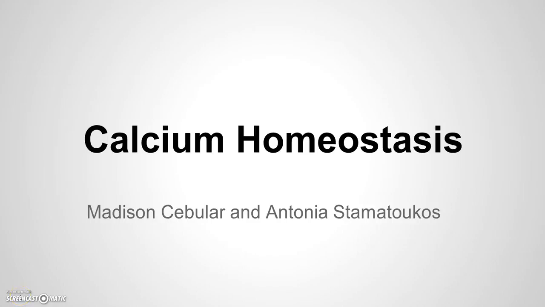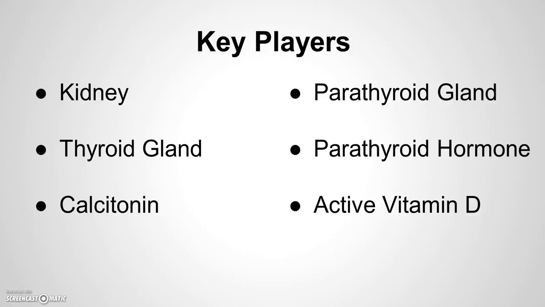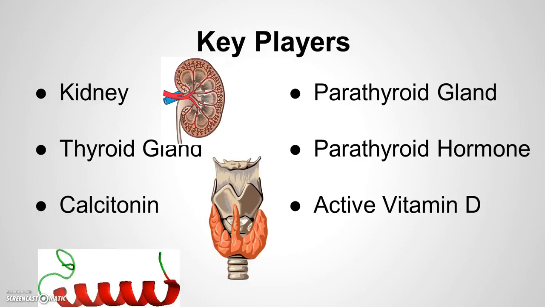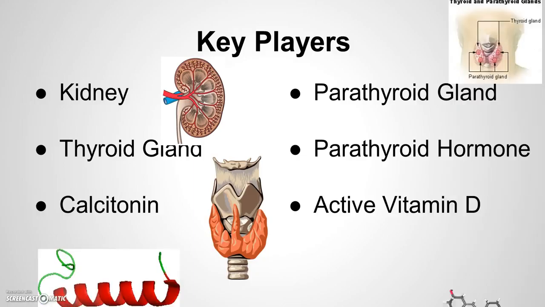And I'm Madison C. And today we're going to be talking about how the body maintains its calcium homeostasis. Before we get into that though, we need to cover the key players in this process: the kidney, the thyroid gland, calcitonin, the parathyroid gland, parathyroid hormone or PTH, and active vitamin D.